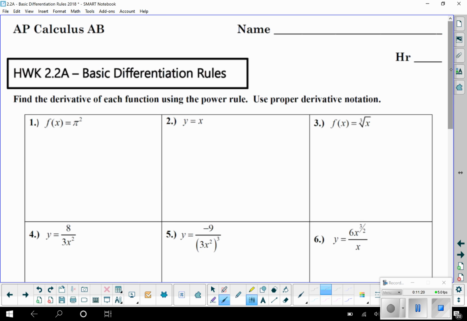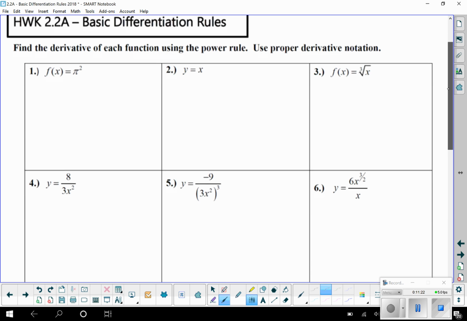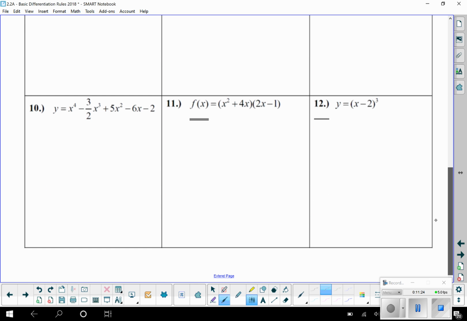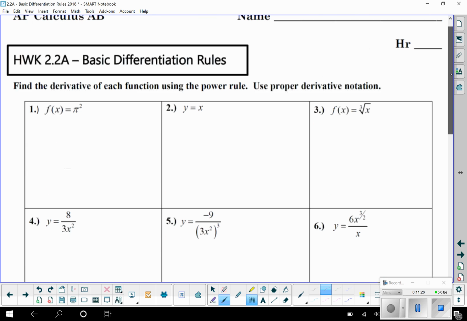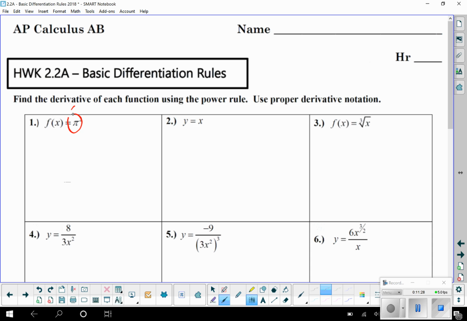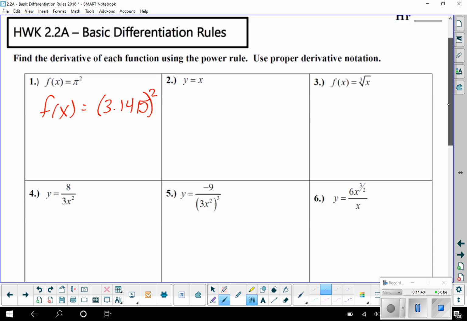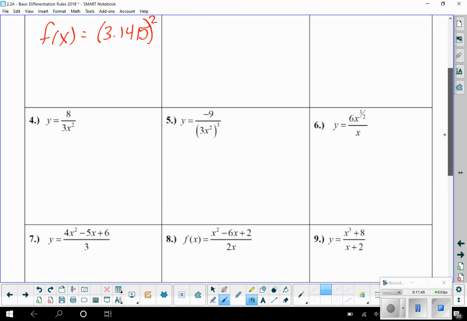That takes us into the homework piece, which is this worksheet on derivatives. Keep in mind, when you take the derivative of pi, pi is a number. That's kind of like saying f of x is equal to 3.1415 squared. That's the derivative of a constant, isn't it? So I think you'll know what the answer is to that.